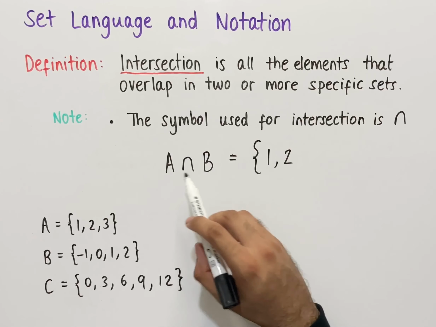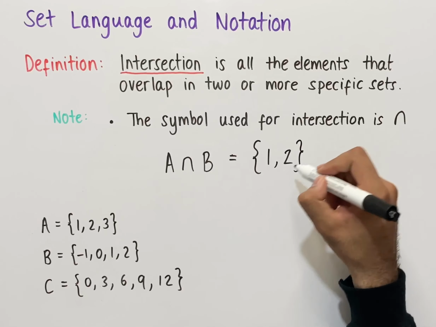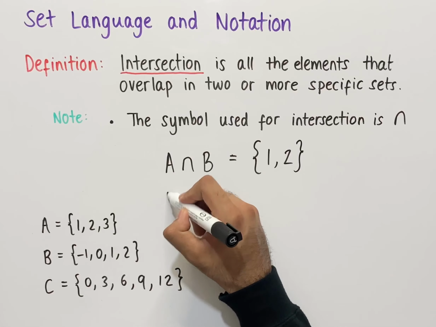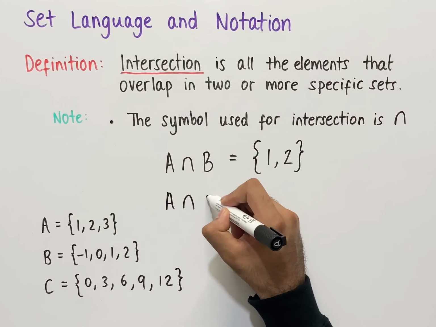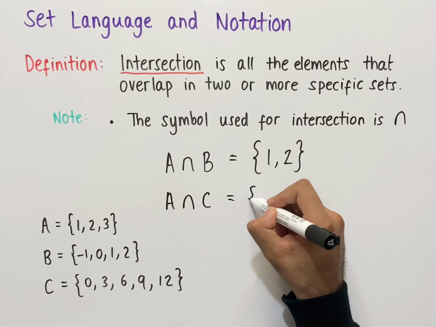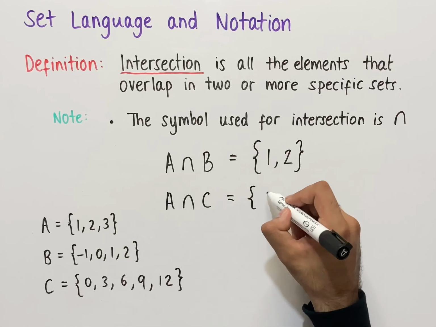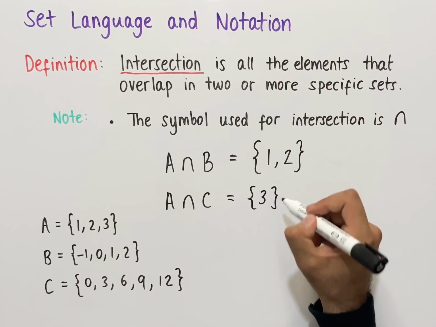And so therefore, A intersect B equals this set here, 1 and 2. Both of these numbers are in both A and B. If we look at A intersect C, so we're looking at all the elements that are in both A and C, then if we look at the two sets, we see that the only number that's common in both is the number 3. So 3 is in A, it's also in C. And so A intersect C equals 3 on its own.